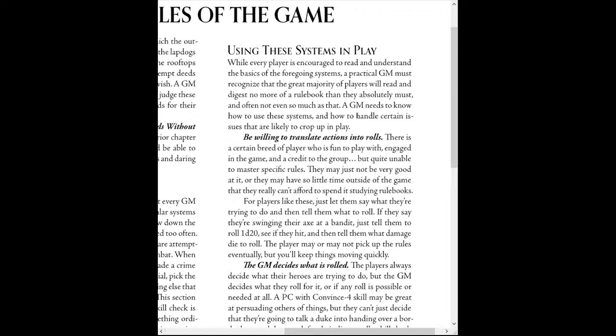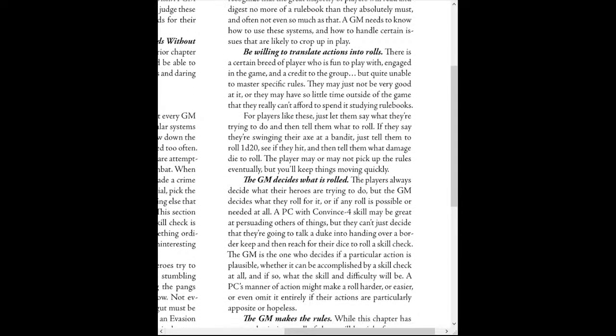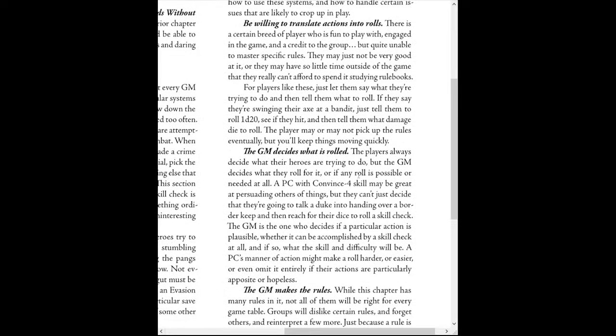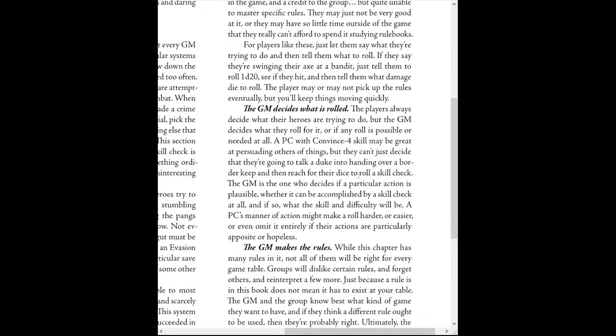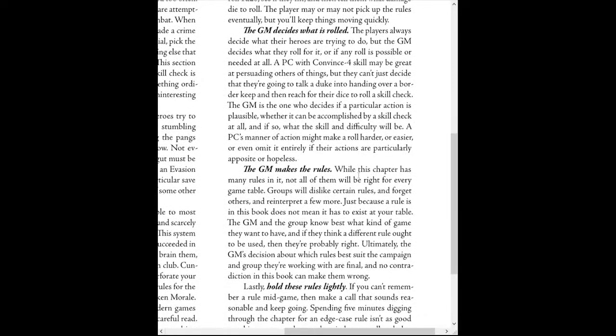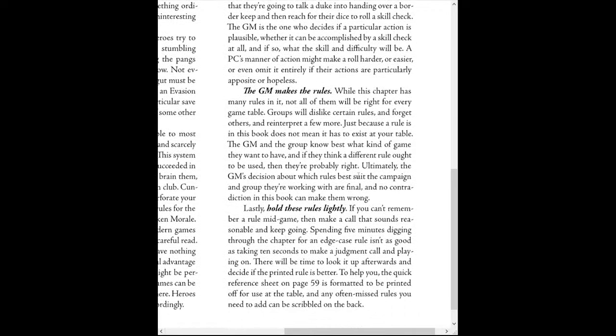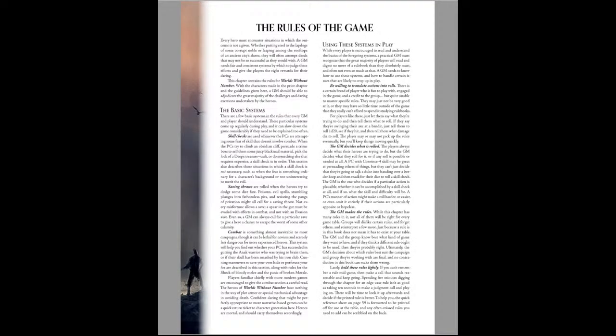And I'm guessing these bolded areas are talking about some general guidelines of how a GM should approach the rules in the context when players don't know the rules. What should they do? So be willing to translate actions into rolls. The GM decides what is a roll. The GM makes the rules. And lastly, hold these rules lightly. These are very general, good, strong guidelines to tell the players. They are the rules here, but this is how you use them. And sometimes the way to use them is to not use them. So, that's something unique for role-playing games, I think.